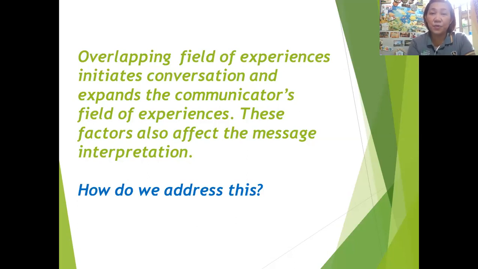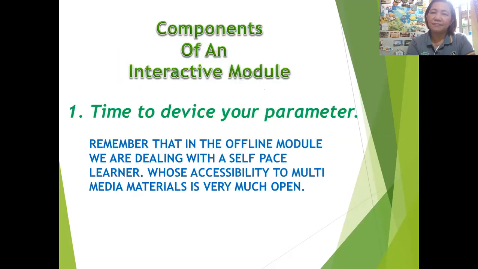And that's now the problem, because the answers of the learners are so authentic and so varied. How are we going to address this? According to Woods, we have to devise a parameter. So there are 5 components of an interactive module. One is for us to devise a parameter or a rubric, and we know that.